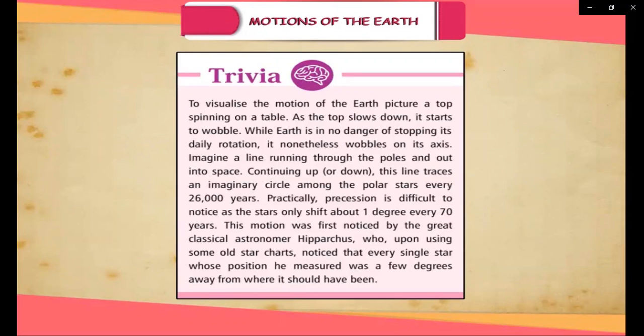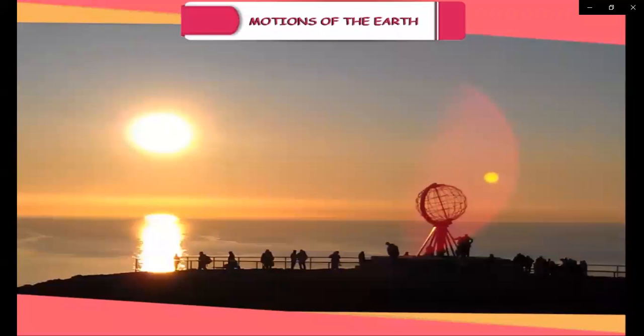Practically, precession is difficult to notice as the stars only shift about 1 degree every 70 years. This motion was first noticed by the great classical astronomer Hipparchus, who, upon using some old star charts, noticed that every single star whose position he measured was a few degrees away from where it should have been.